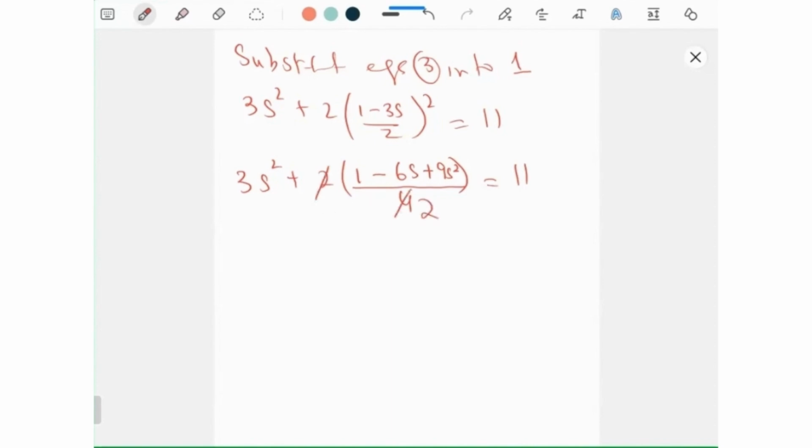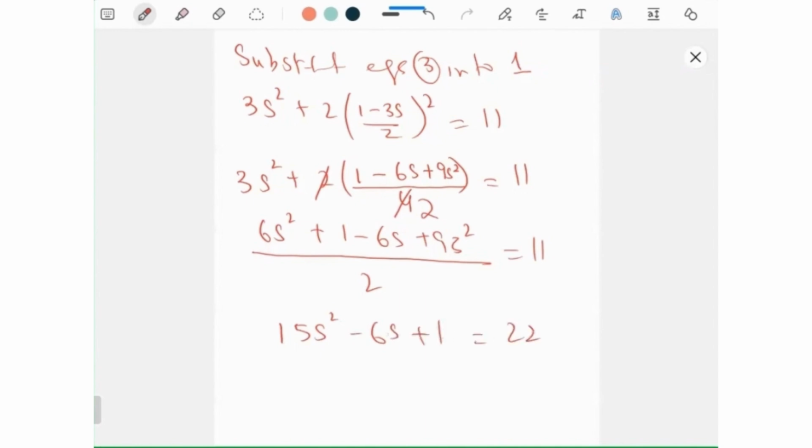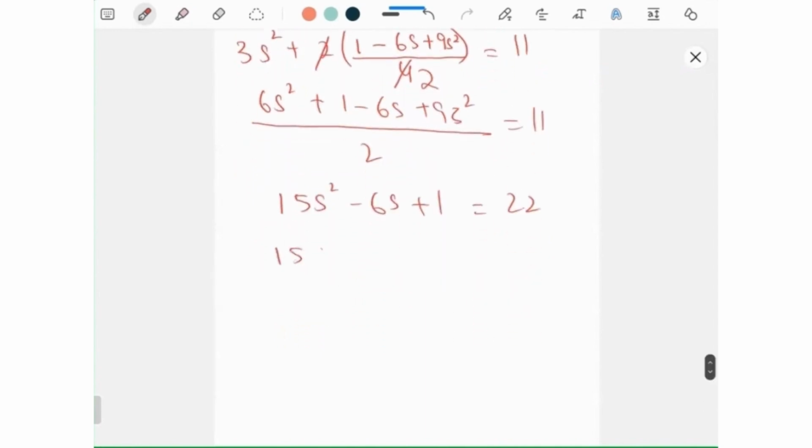Can I cancel this? Now I will find the LCM. Are you all with me? 9s square plus 6s square is 15s square. Minus 6s plus 1 is 22. 15s square minus 6s plus 1 minus 22 is 0.